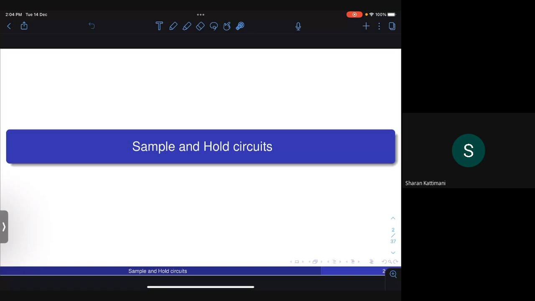Overall, we are building towards something. We started with op amps and fully differential amplifiers. Now we'll be discussing sample and hold circuits, and in the middle we discussed references. These are basically building blocks of mixed signal circuits.